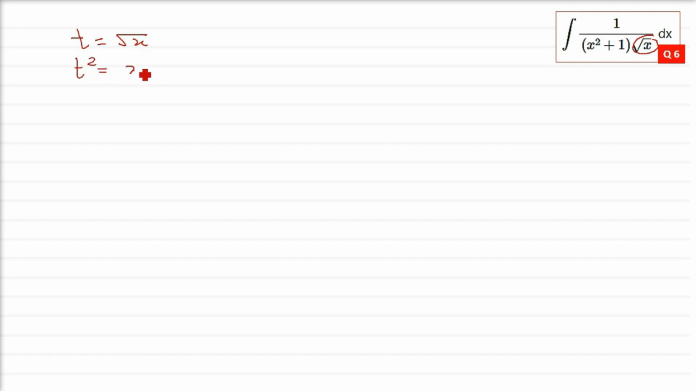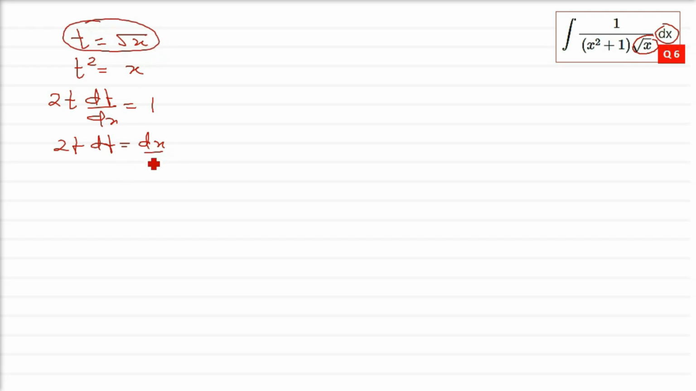When you square both the sides, t square will be x, and if we differentiate, 2t dt by dx will be 1. That is, 2t dt will be equal to dx. So we have got something to replace for dx. T also we got, root x replacement will be t. How about x square plus 1? X is t square. So in order to take x square, you have to square the t square. So it will be t raised 4. Then we add a 1.